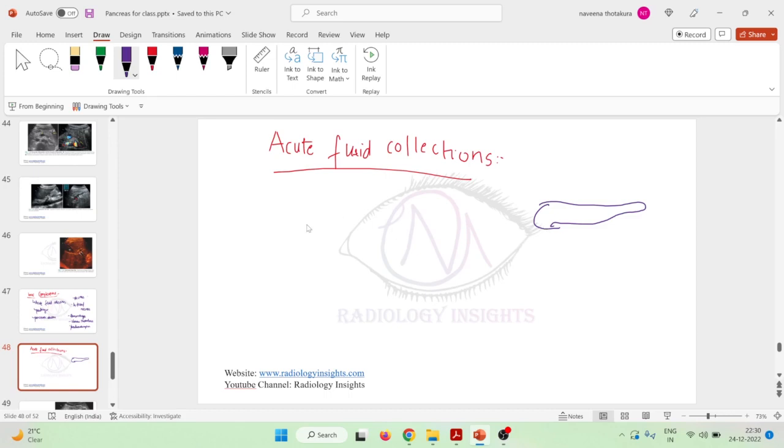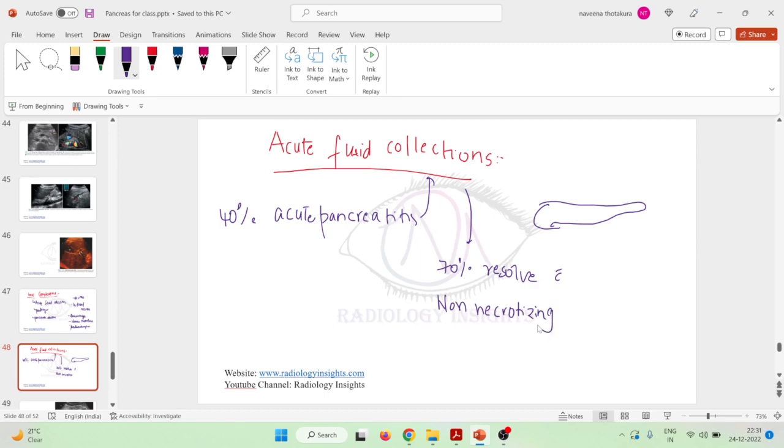Almost 40% of patients with acute pancreatitis will develop these acute fluid collections. And among those who develop acute fluid collections, 70% will resolve because they have non-necrotizing pancreatitis.